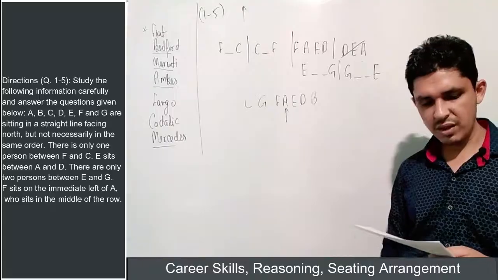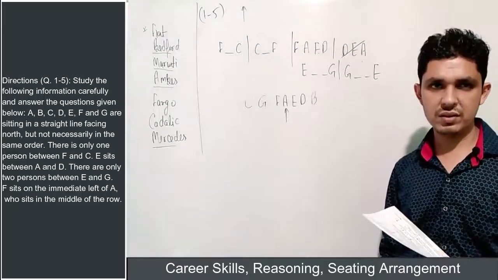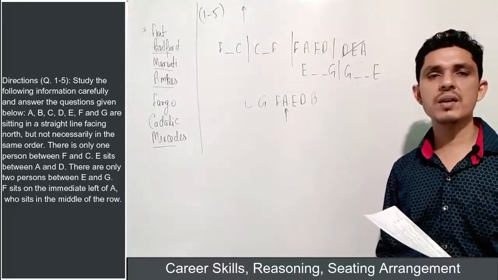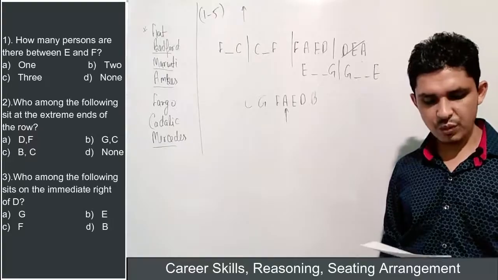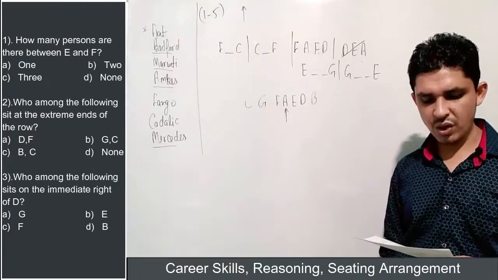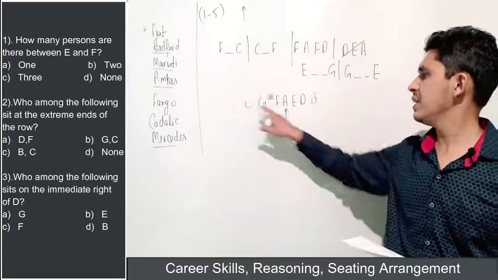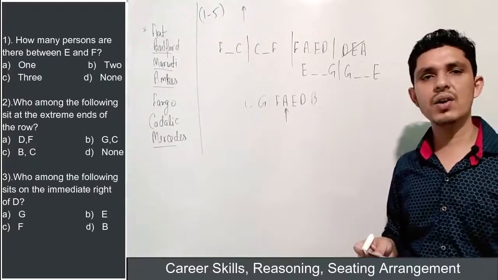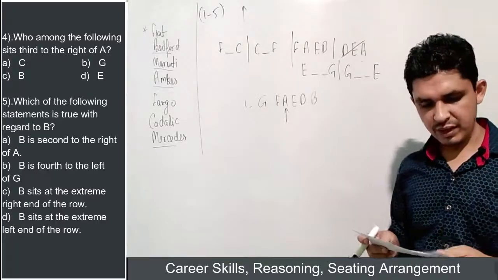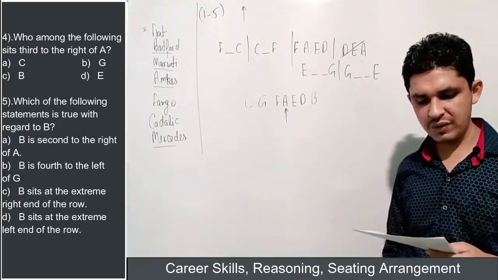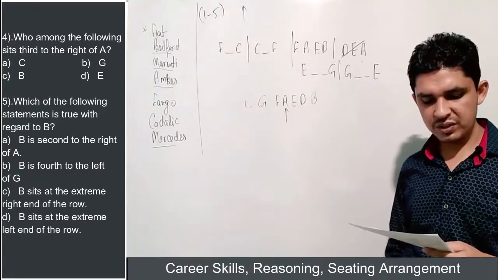In the question we are given 5 questions, and we can go through any 2 questions, right? So friends, I am going through question number 2 and 5. If we check question number 2, who among the following sits at the extreme end of the row? So friends, if we check, B and C are at the extreme end of the row. And if we check question number 5, the question is which of the following statements is true regarding B?